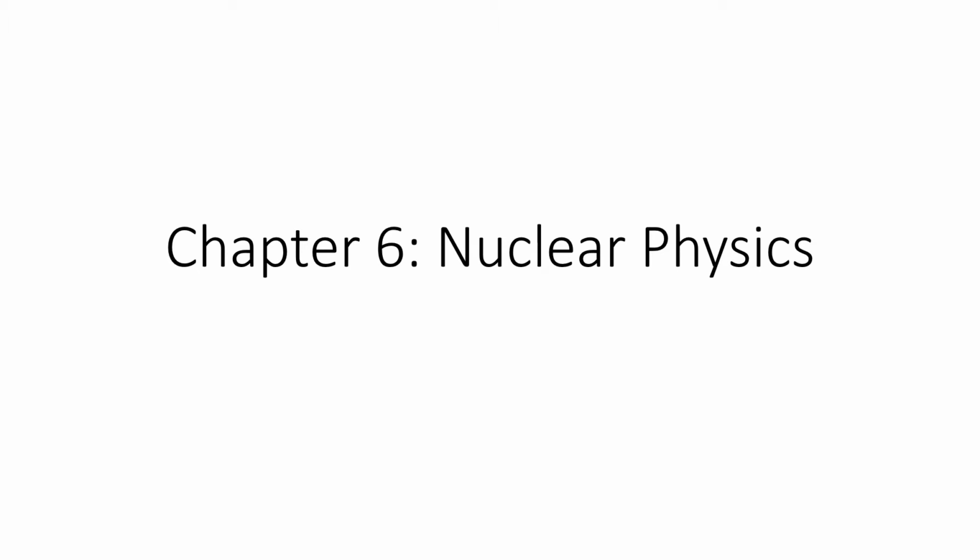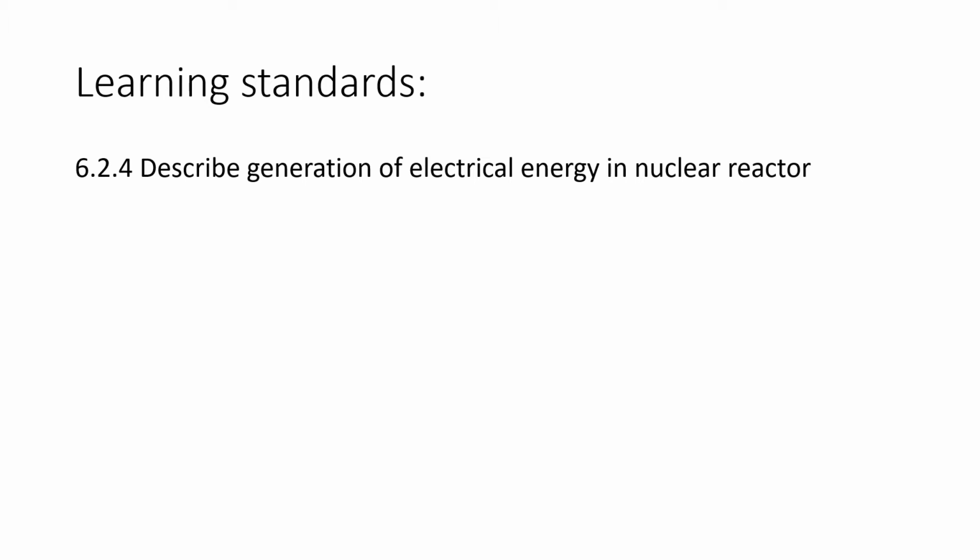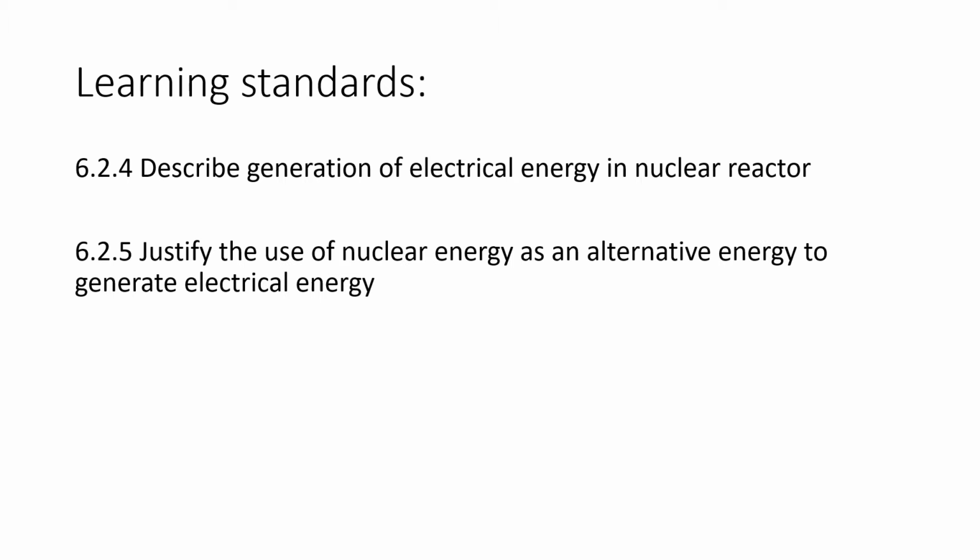Today I'm going to present one of the interesting topics in Form 5 Physics, which is Chapter 6 Nuclear Physics. In particular, we are going to look at the subtopic of 6.2 Nuclear Energy. The main focus for today is we want to describe the generation of electrical energy in nuclear reactor and justify the use of nuclear energy as an alternative energy to generate electrical energy.